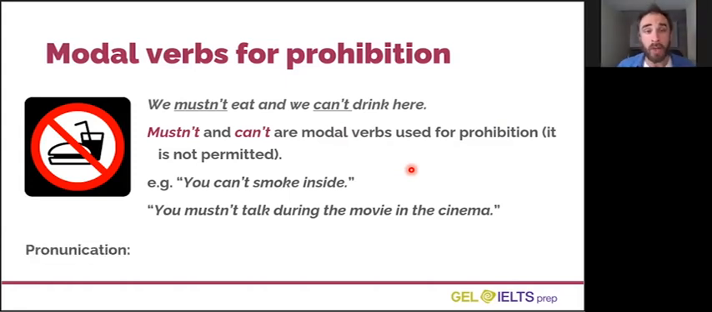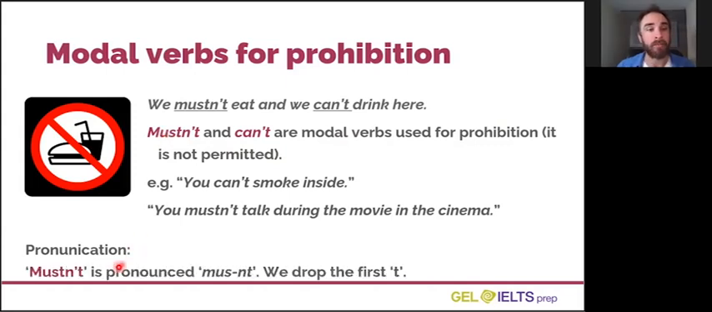Notice that with the word mustn't, there is only one T sound. Mustn't is pronounced mustn't. So we drop that first T. It's not mustn't. That would be very difficult to say.